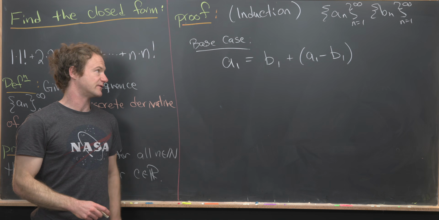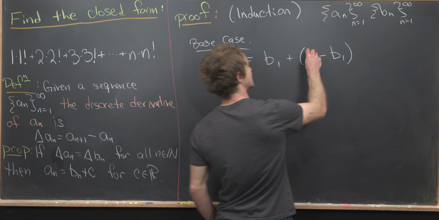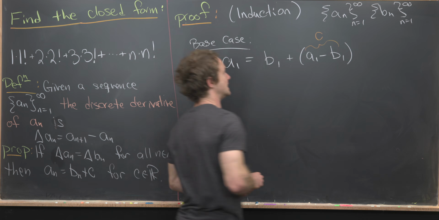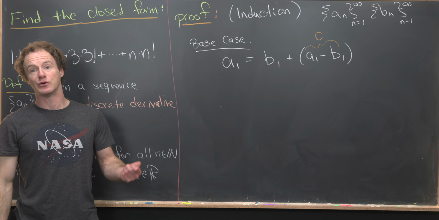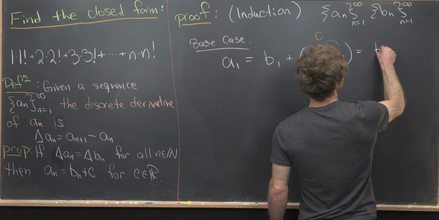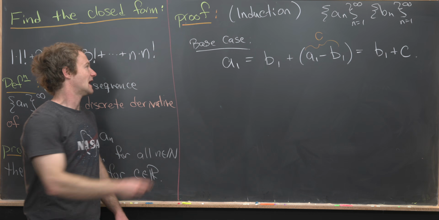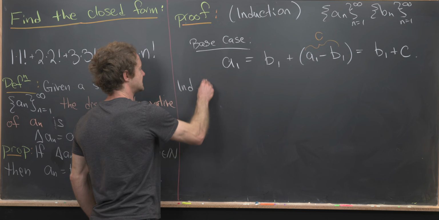Well, that's pretty clear. We've really just added and subtracted b sub 1. So this is in fact what we'll let equal c right here, this value a1 minus b1. So let's go ahead and write this as b1 plus a constant, so we're good to go here. Now let's make our induction hypothesis.